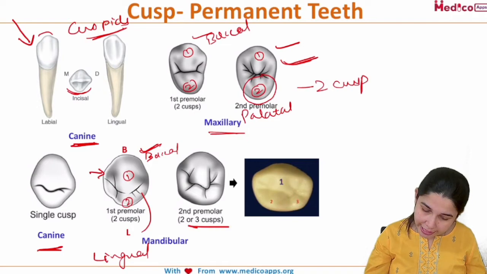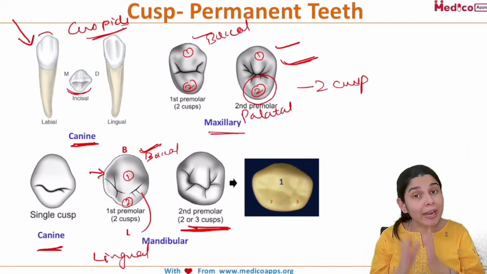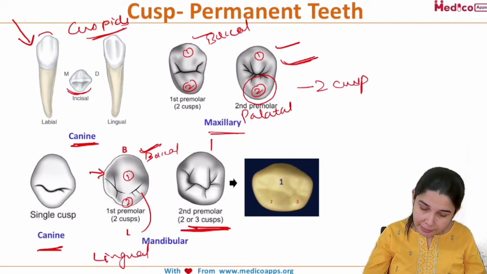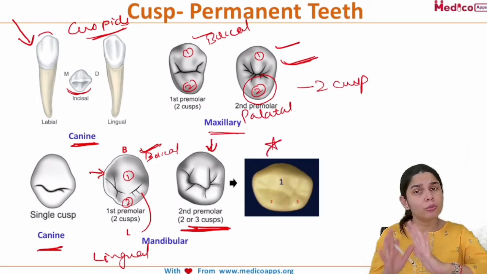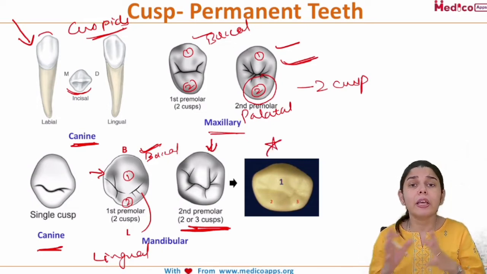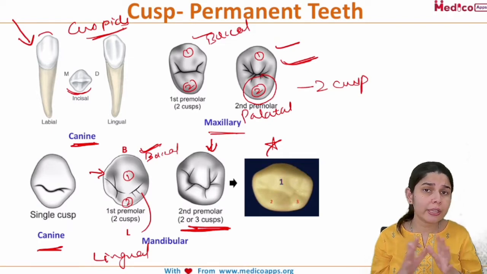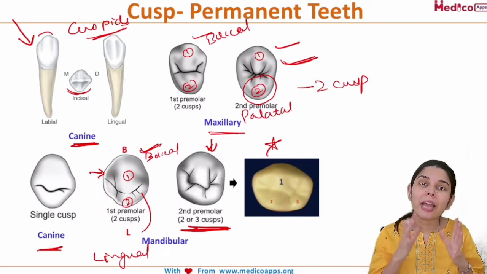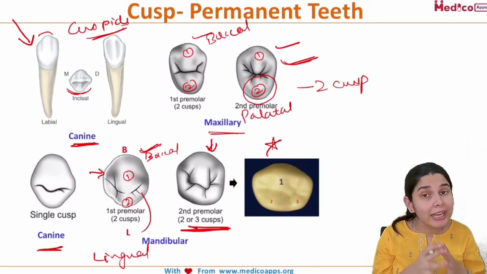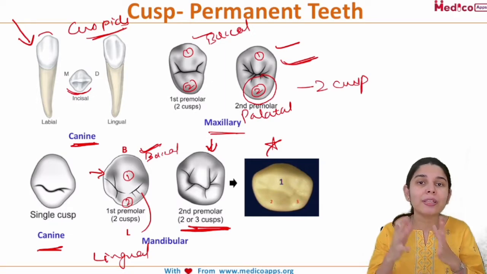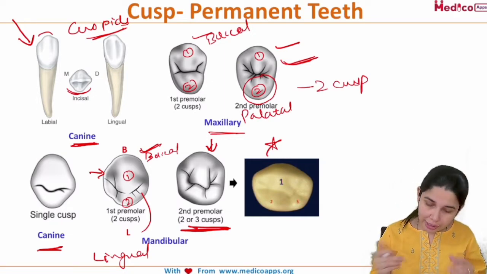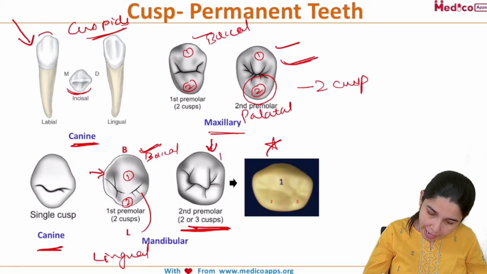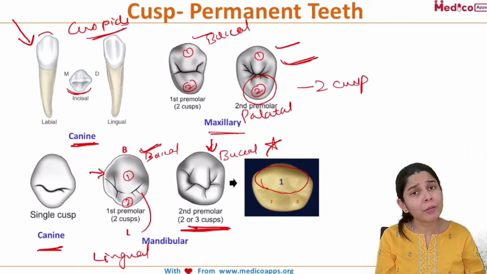Now moving to the exception, the mandibular second premolar. This is the exception we are discussing now. In some tooth anatomy there can be only two cusps in the mandibular second premolar, but it is usually seen in the general population that there are three cusps. Now what are those three cusps? The first is the buccal cusp. As you know, this is the buccal cusp, and this is the bigger cusp you can see in the mandibular second premolar.